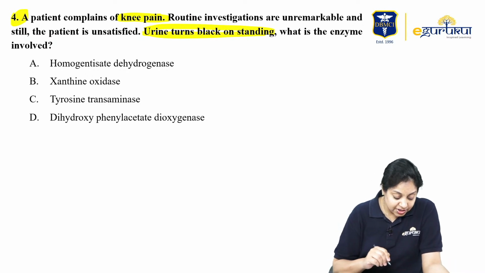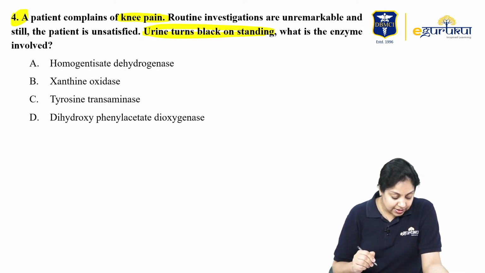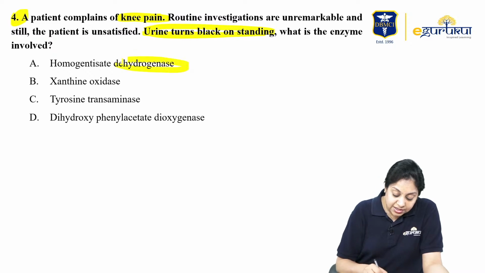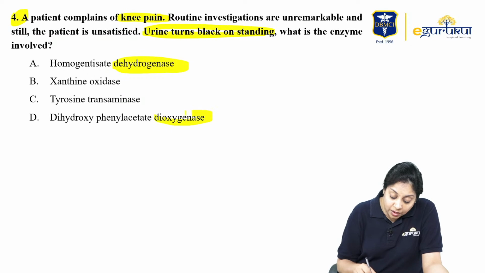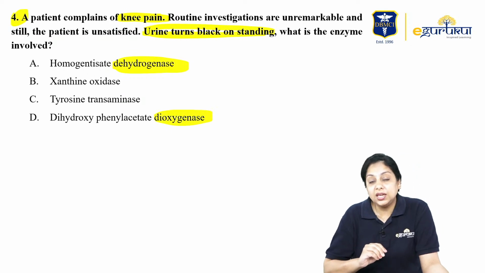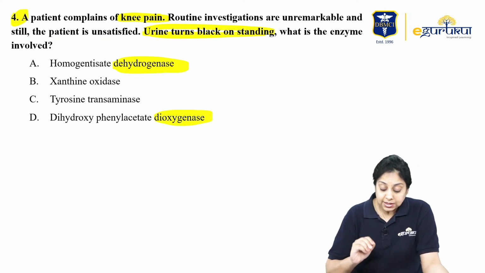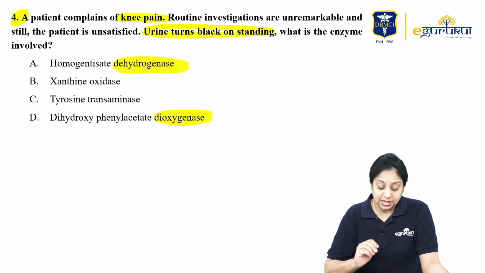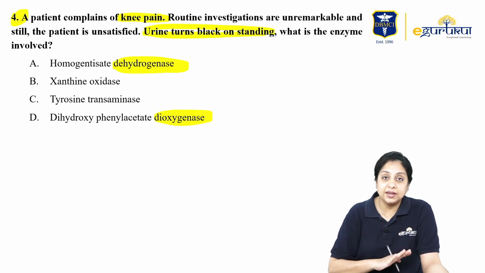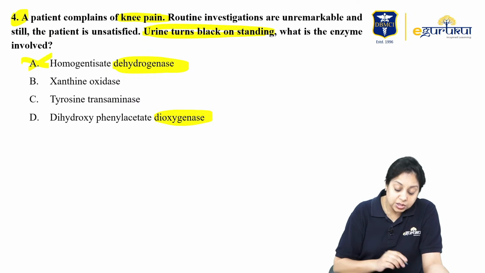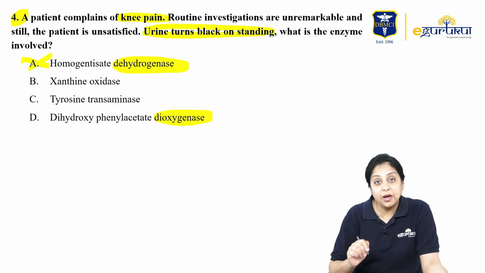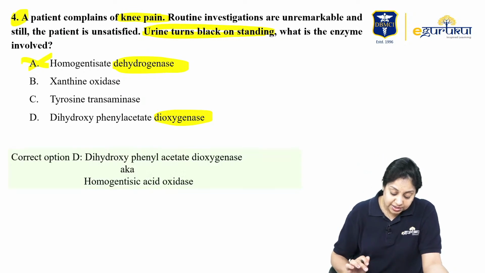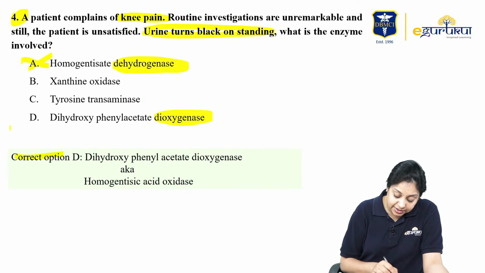Homogentisate dehydrogenase. This is dehydrogenase. This is where they trick you. We always talk about dioxygenase or oxygenase. That is not a dehydrogenase. Yes, the homogentisate half is right, but this is not the correct choice because it is not dehydrogenase, it is dioxygenase or oxygenase you will see. So the correct choice is D. Correct option is D.